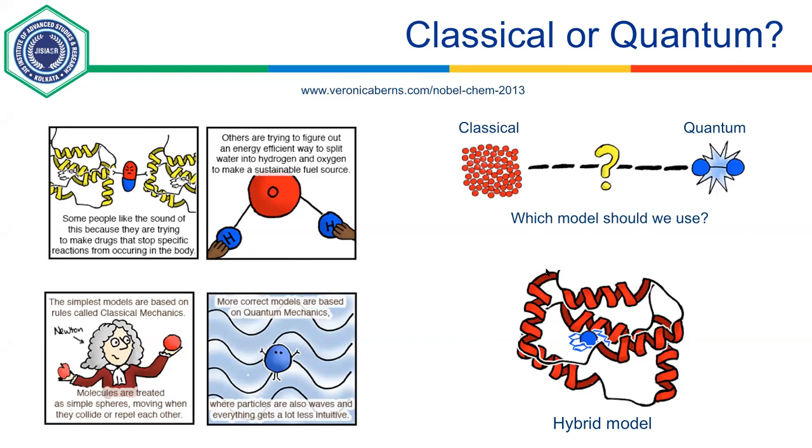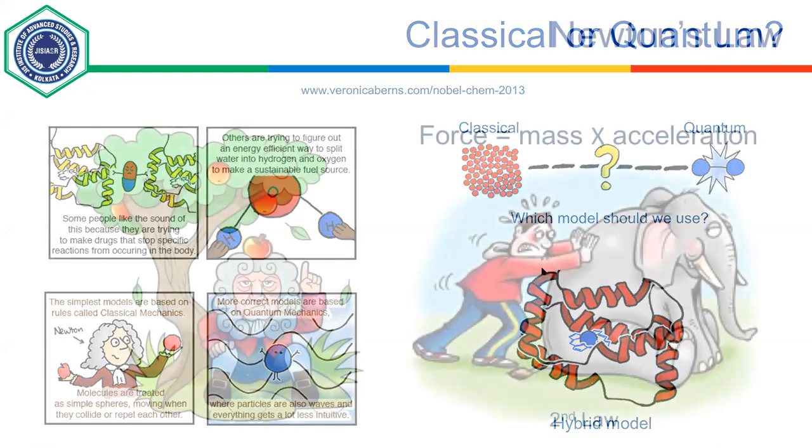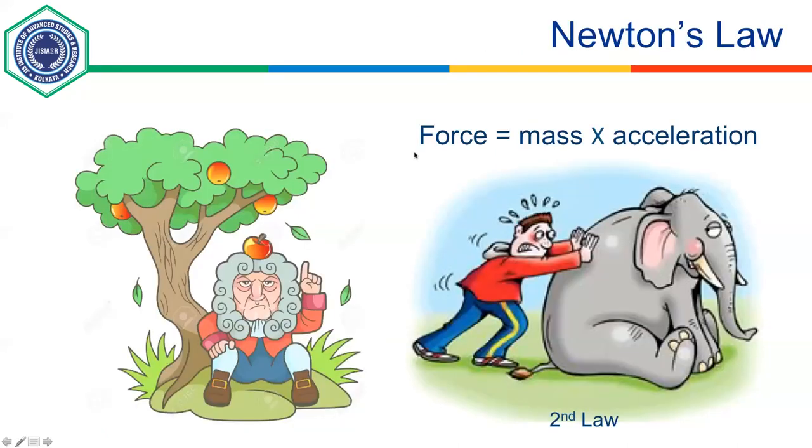In our case today, we will stick to the classical model, which is based on Newton's equation of motion. Now it's time to recap the second law, which is that force is equal to mass times acceleration. More mass, higher force.